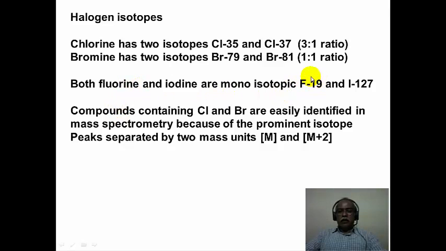Fluorine exists only in the fluorine-19 form and iodine exists only in the iodine-127 form in natural abundance, these being the two halogens in this particular case. Therefore, compounds containing chlorine and bromine are easily identified in mass spectrometry because of the prominent isotope peaks which are separated by 2 mass units, namely M and M+2.